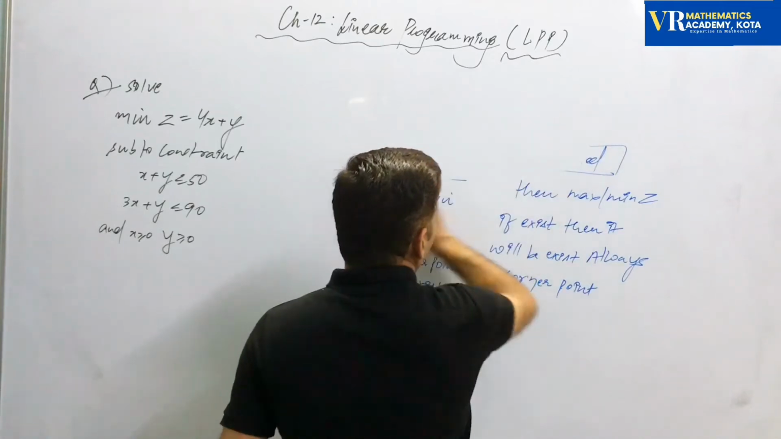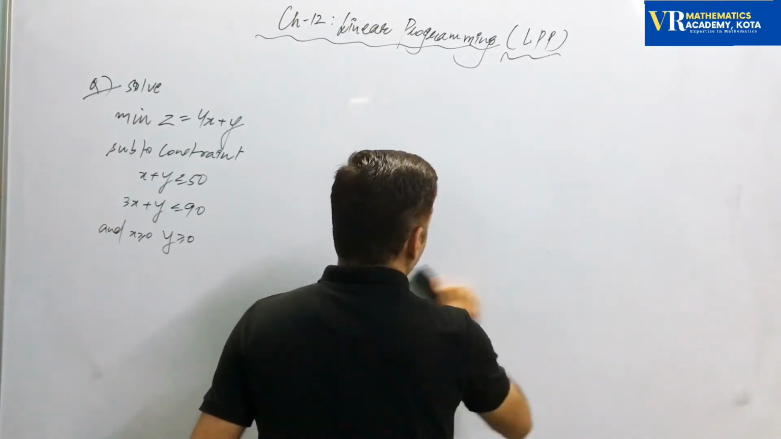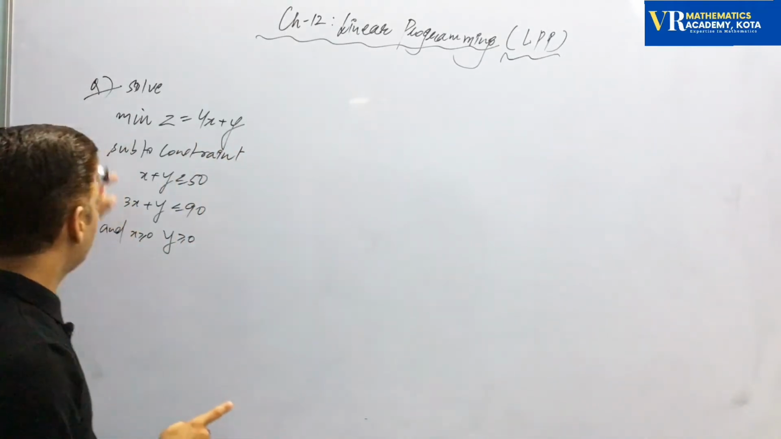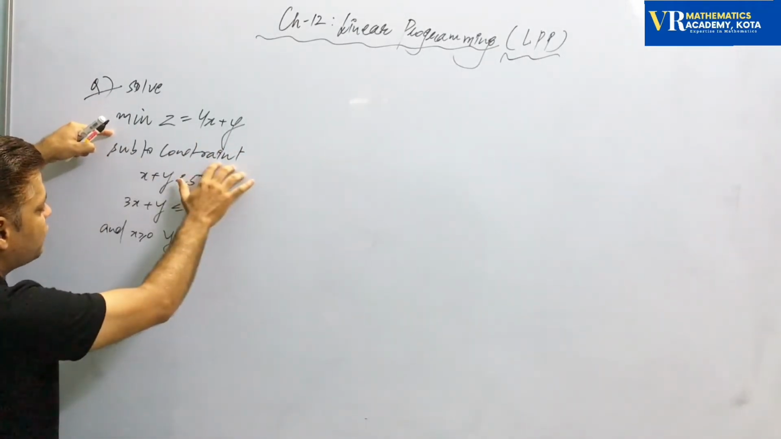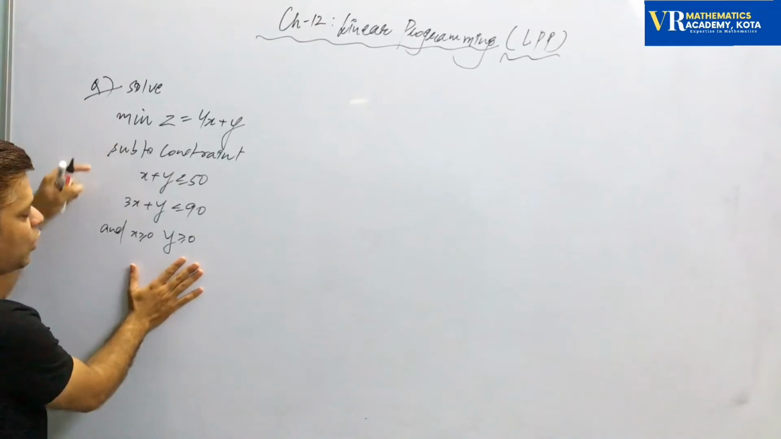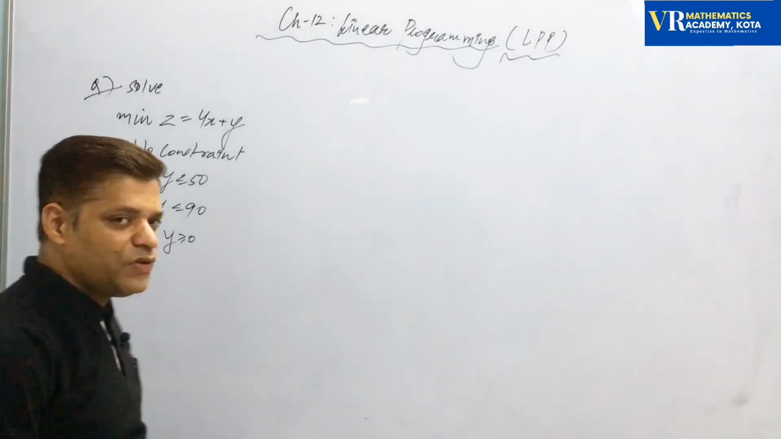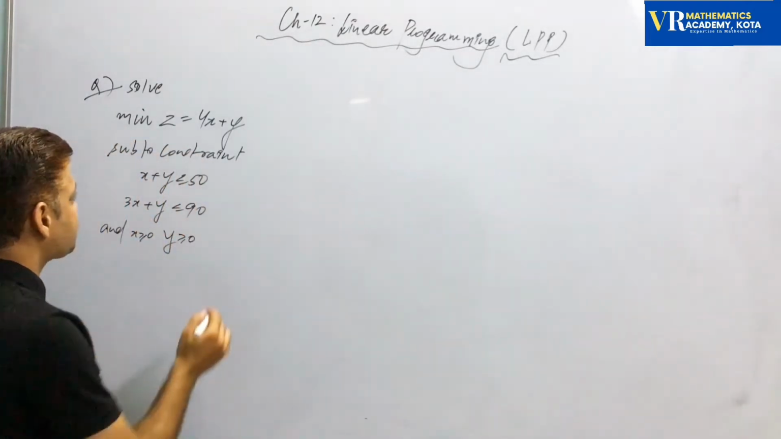Any LPP given in the paper is always in that format. First, the objective function is given, second, the subject to constraints, and third, the non-negative condition. So let's see how we solve this LPP.